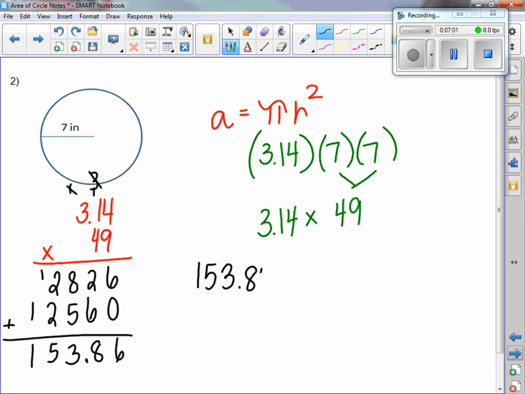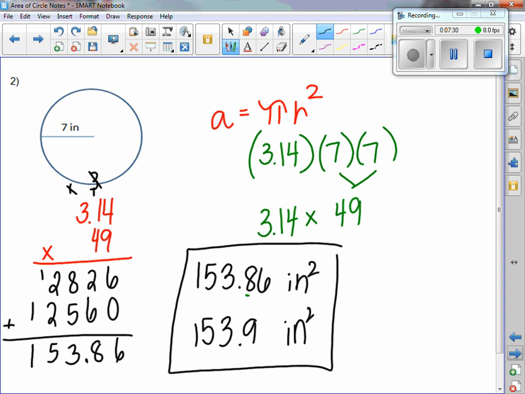.86 is what you should have gotten when you multiplied. Again, if you were asked to round to the nearest tenth, the 8 is in the tenths place, so I look to the number to the right of that. The 6 is 5 or greater, so I am going to round the 8 up. So if I were asked to round to the nearest tenth, that would be 153.9. And then my label, inches squared.